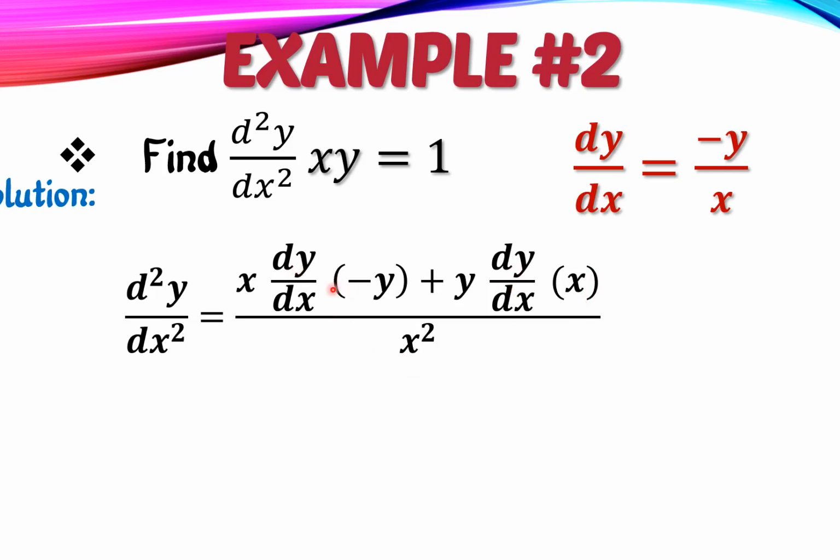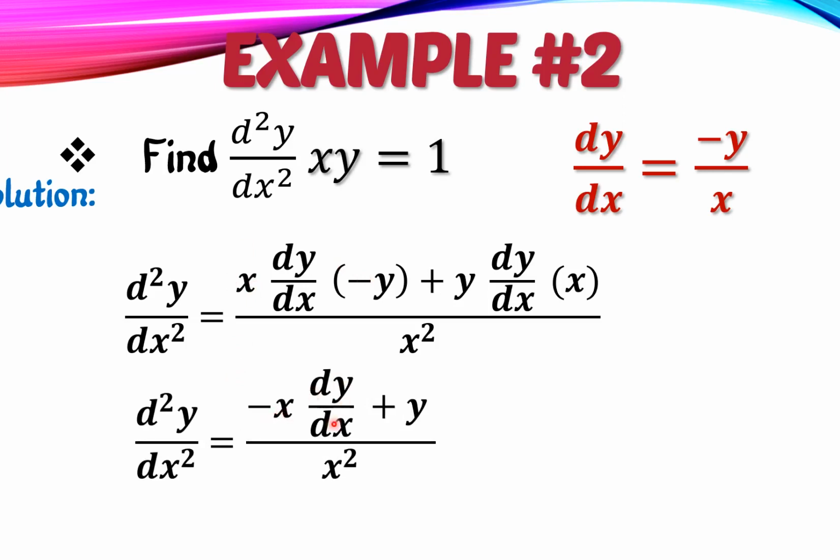For the derivative of negative y, that is negative 1 dy/dx times x, so that will give you negative x dy/dx. Here you have the derivative of x is 1 times y, so you will have y, and then we copy the denominator squared. Did you follow?